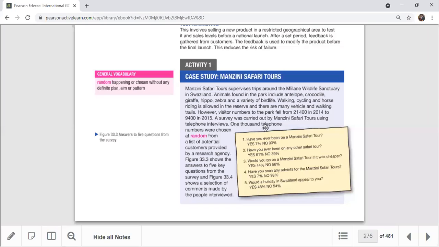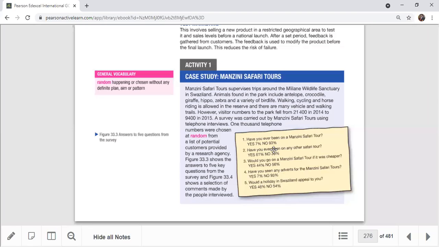A survey was carried out. They wanted to find out the reason for this. Manzani Safari Tours used a telephone interview, and they made 1,000 telephone calls, chosen at random from the list of potential customers provided by the research agency. So about this figure 33.3, you can see this figure shows the key answers given by them for the questionnaires. So you can see their comments.